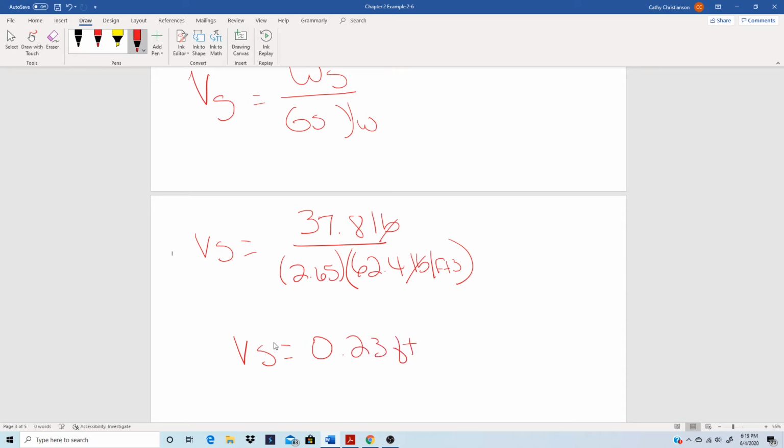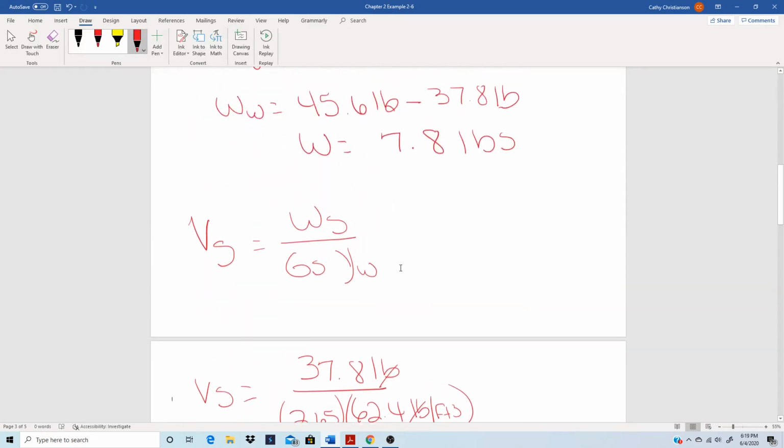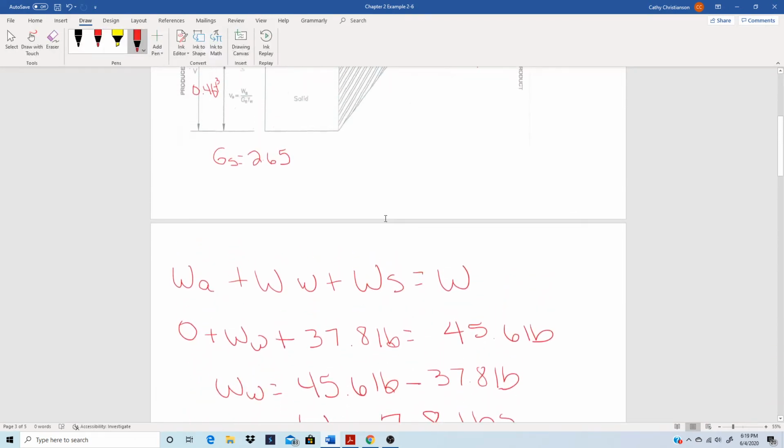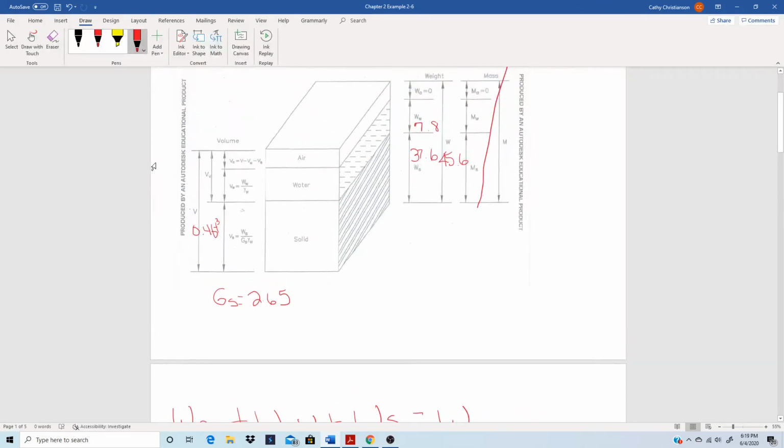cubic feet. So I'm going to go back up to my block diagram and go ahead and put that in there. I'm going to write it right here so I can see it. That'll be 0.23 cubic feet.